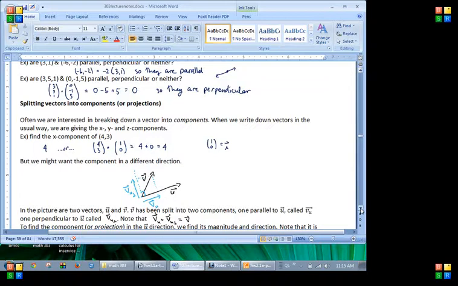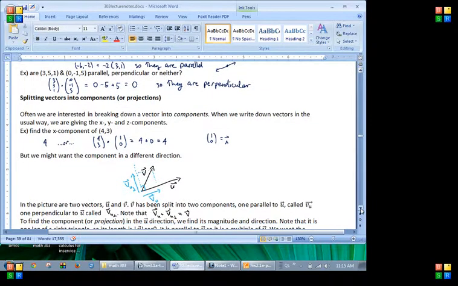Now the question is, how do we do that? How do we figure out what those two vectors are? We know that the angle between them would be 90 degrees. So we've got to build them out of the original vector. First of all, we've got to find the component, or the projection, of v in the u direction.